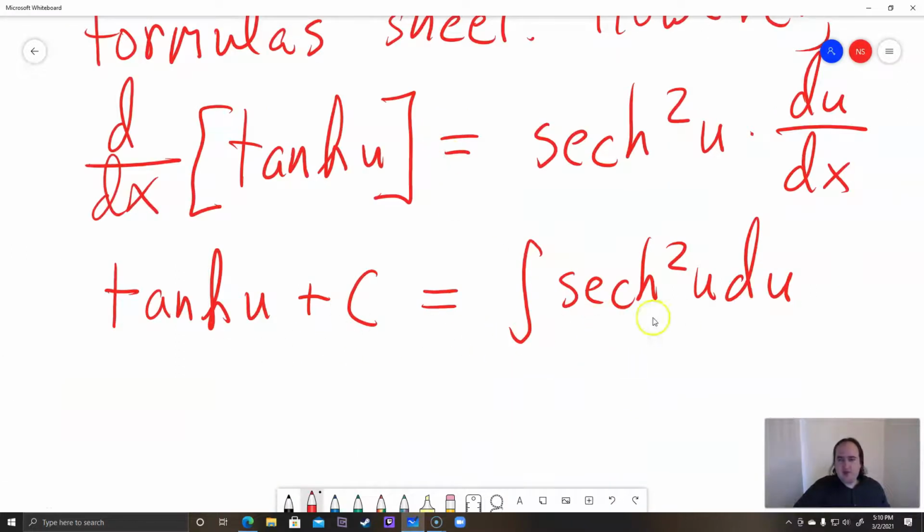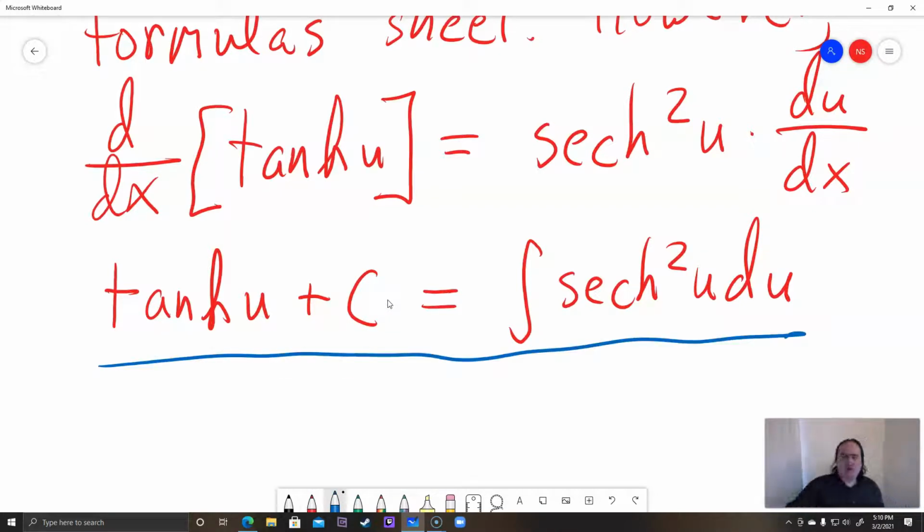Okay, so this is the formula we want to use here. The integral of sec squared of u du equals tanh of u plus c. Same exact formula as what's written up here. It's just that if you integrate both sides, then you have the integral on the right side, and you just have tanh of u plus c on the left side. Okay, so that's our formula.